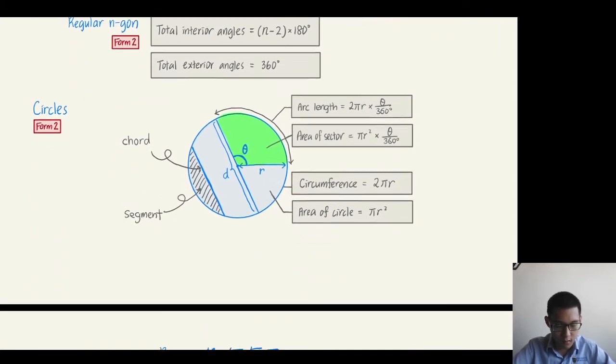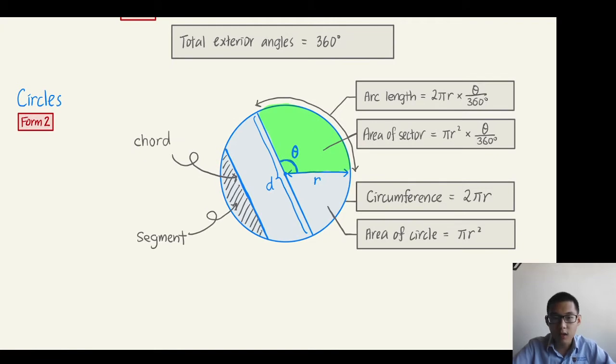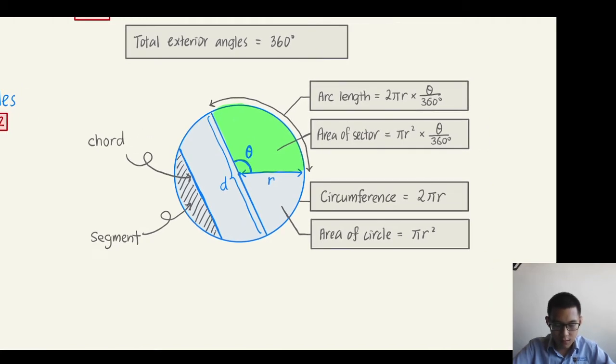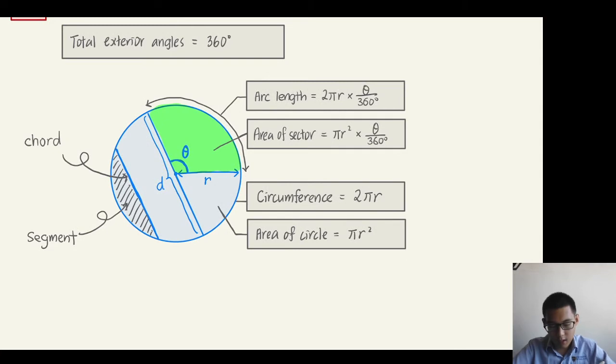And then for the circle, you need to understand how to find the area, how to find the circumference, and then the arc of a circle, and the area of a sector. These four things you need to try to understand. But for formulas, you just need to remember these two only, enough already, because the other ones we can work out by cutting the circle into parts.